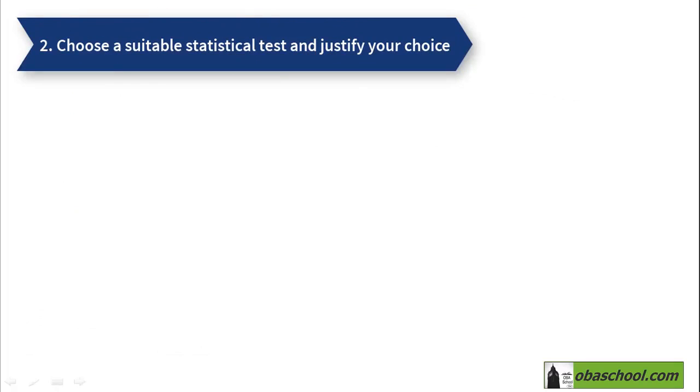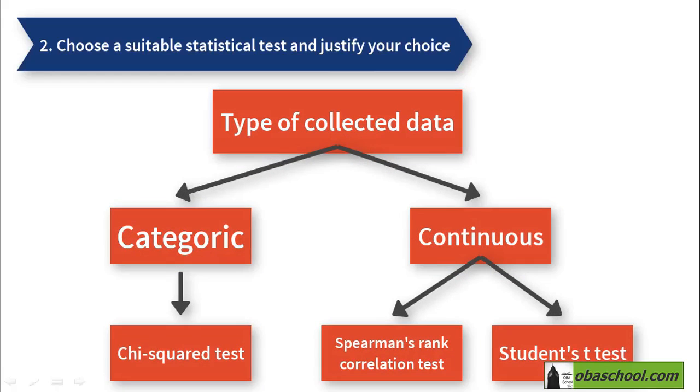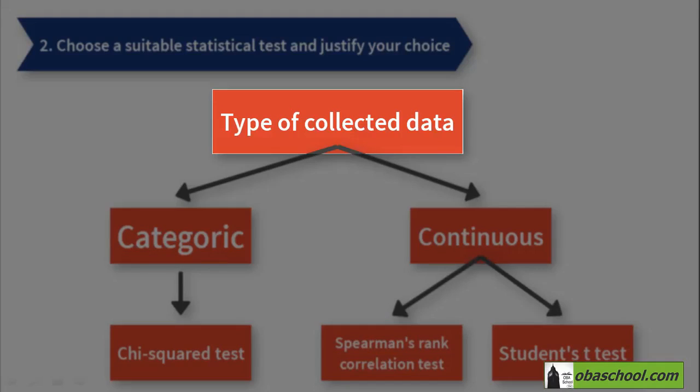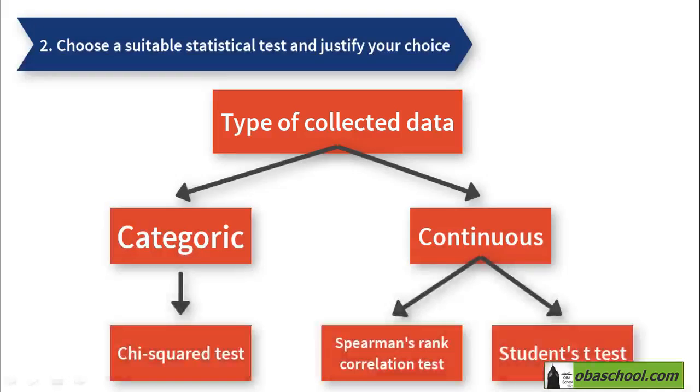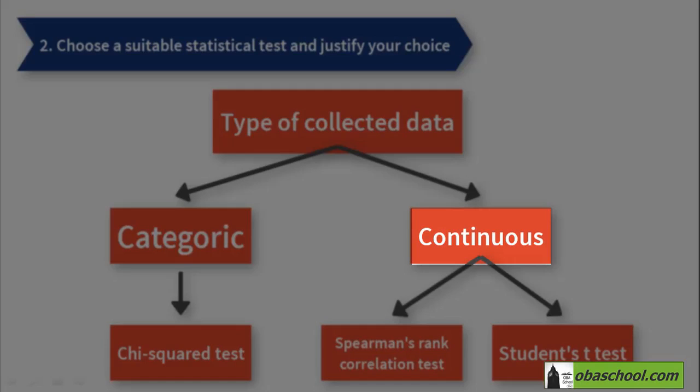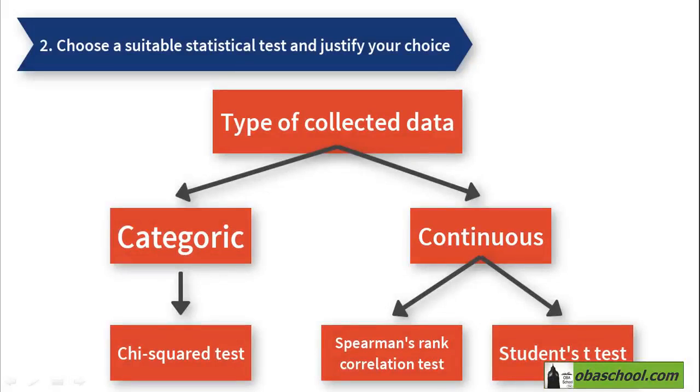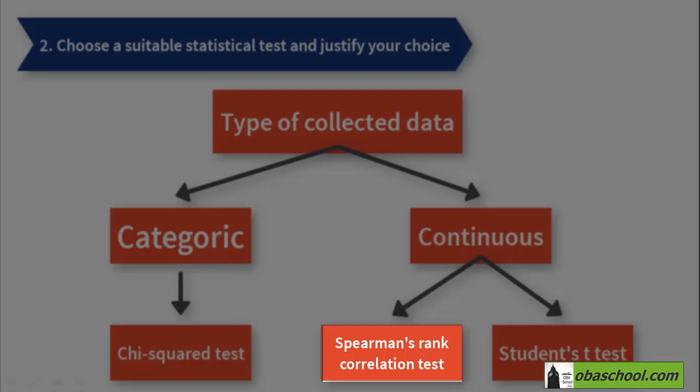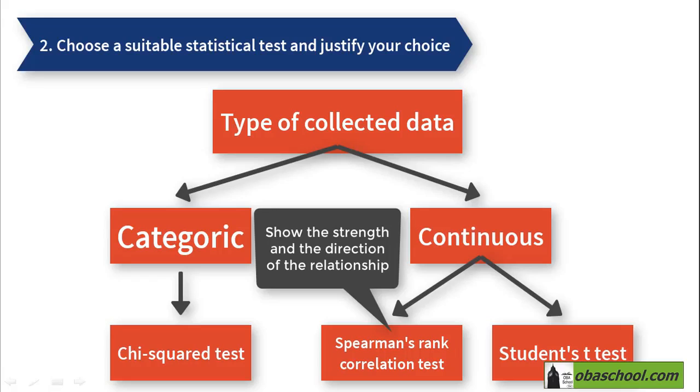Step 2. Choose a suitable statistical test and justify your choice. To do this, we should go back to the following flowchart. As you know, first of all, we should identify the type of collected data. So in our experiment, we collected the number of daisies on a lawn, which is continuous. And since we are looking for a correlation between two variables, then we're going to use the Spearman's rank correlation test. This test shows the strength and the direction, meaning positive or negative, of the relationship.